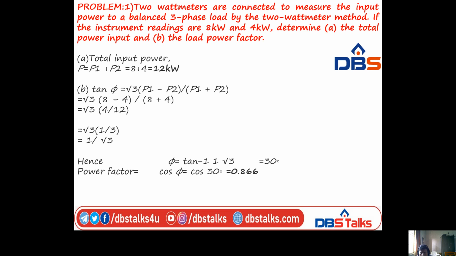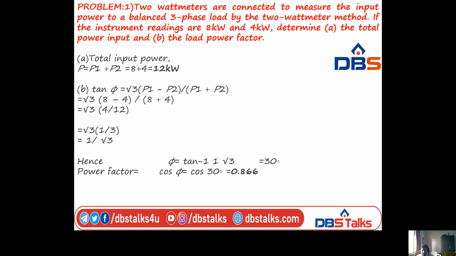Given data: W1 is 8 kilowatts, W2 is 4 kilowatts. In some textbooks they represent it as P1, P2, with total power P; otherwise W1, W2, with total power W. Here I am taking P1 equal to 8 kilowatts, P2 equal to 4 kilowatts. Now determine the total power. Total power is P equal to P1 plus P2, that is 8 plus 4, equal to 12 kilowatts.